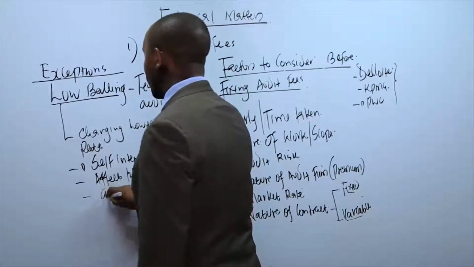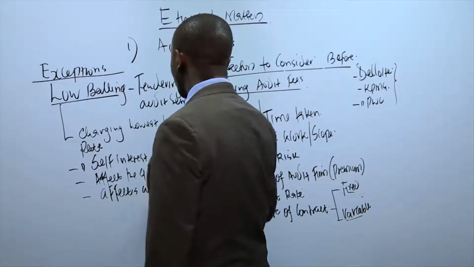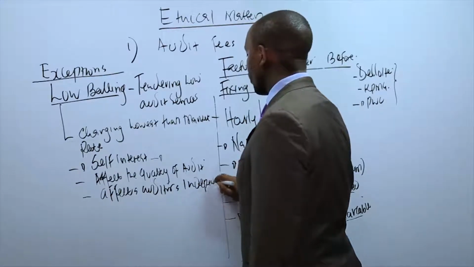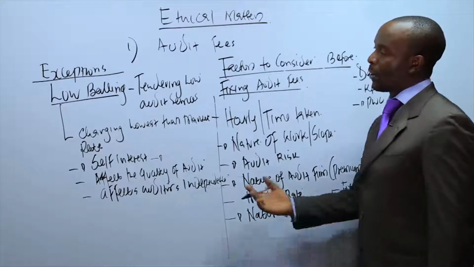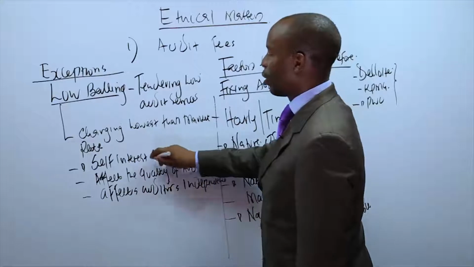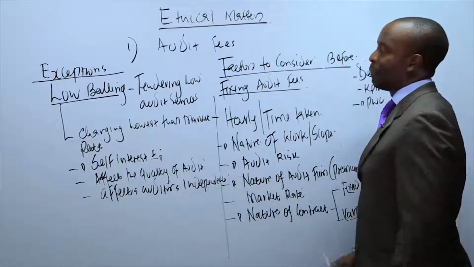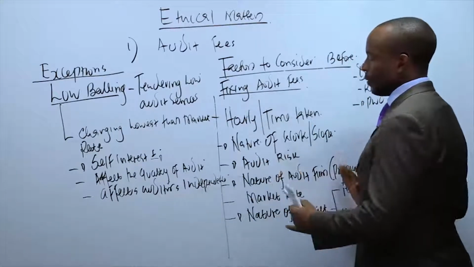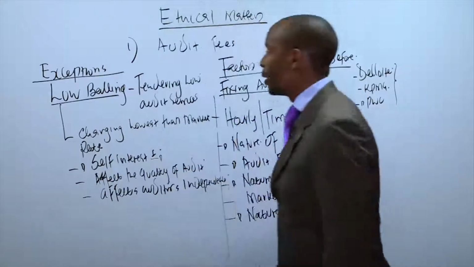It also affects auditors' independence. Lowballing affects auditors' independence because in most cases you are going to be influenced. If you want to get money, you may go ahead and give a certain type of opinion. So lowballing means charging lowest than the market rate as an auditor, and it creates a self-interest threat. It also affects the quality of the audit work and can affect the auditor's independence. That is one of the factors you need to consider whenever you are charging the fee, and you should not engage in lowballing.